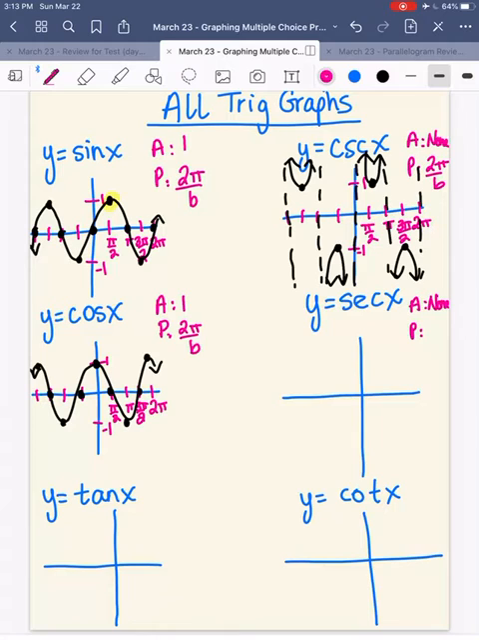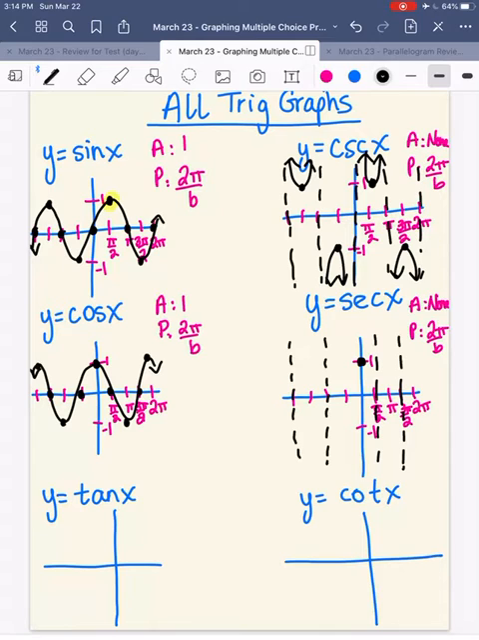Okay. And now the amplitude for secant is still none, and the period is still 2 pi over b. So we're going to do the same exact thing we've been doing. We just got to figure out where our asymptotes go. Okay, so we're going to start at the top just like cosine does, and then the asymptotes will be on every other tick mark.